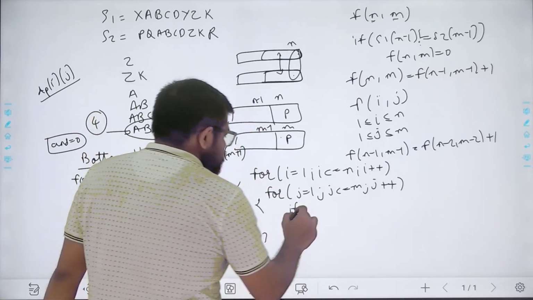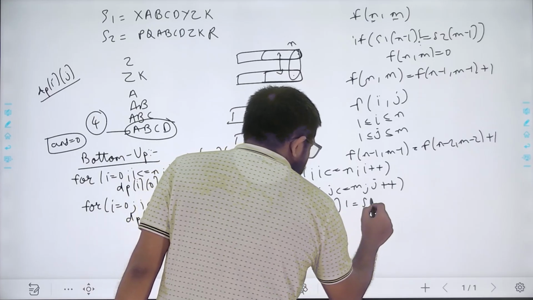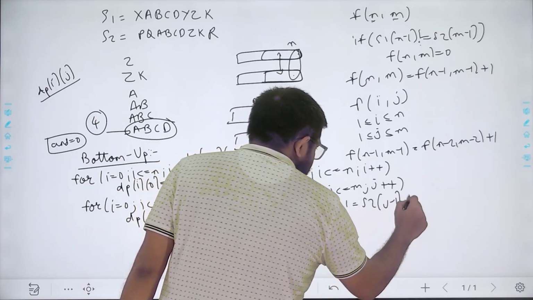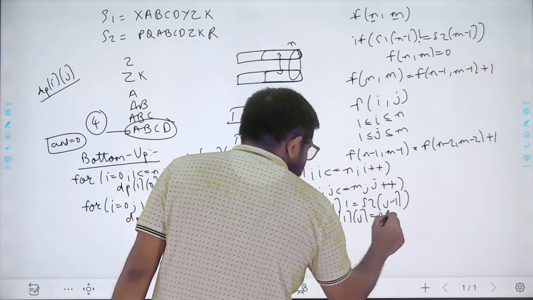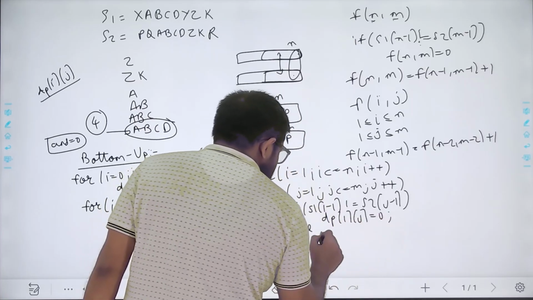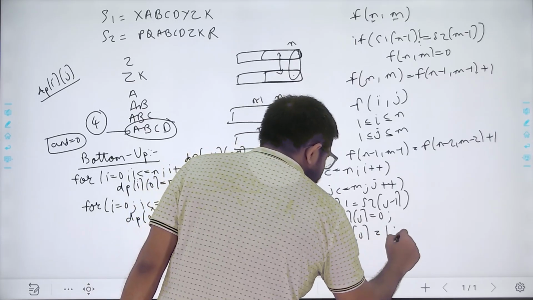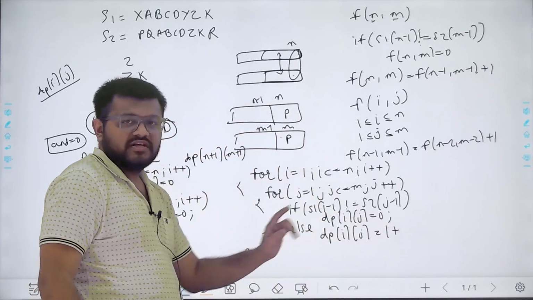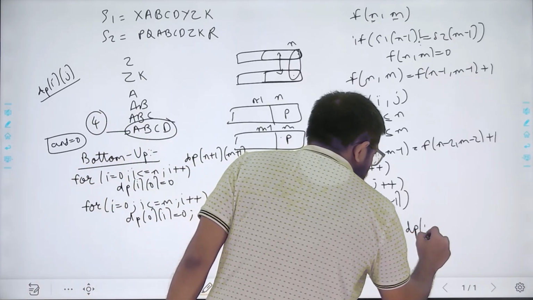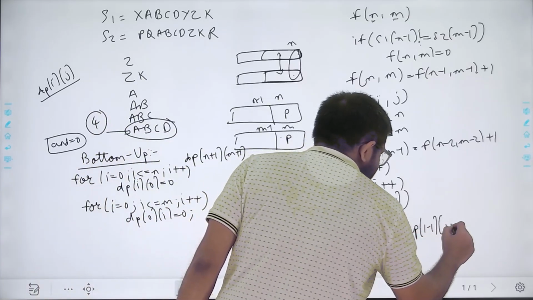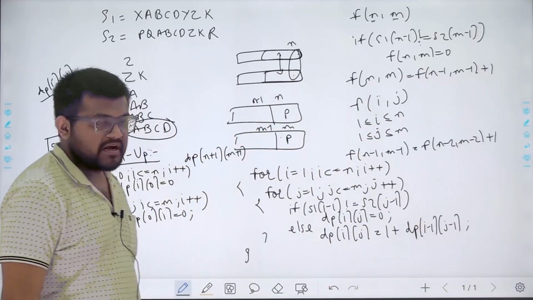So the ith character will be at which index? i minus 1. So if s1 of i-1 is not equal to s2 of j-1, then dp of i, j is equal to 0. Else, if they are common, then I can say dp of i, j is 1 plus... Why 1? Because the ith and jth characters are the same, so 1 will count for that. 1 plus the length of the longest common substring ending at index i-1 and index j-1 of the first and second string respectively.